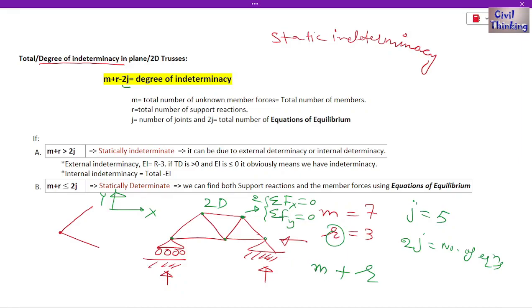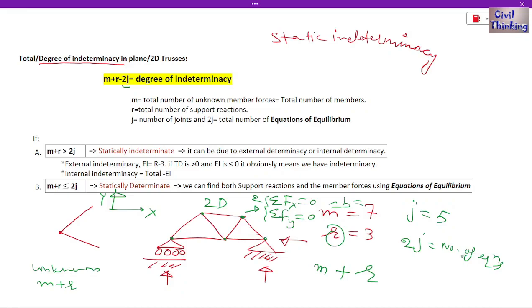Now some books also write b. Okay, b plus r. b or m, it doesn't matter. Now let me assume m. So total number of unknowns are m plus r, right? Because we only have two kinds of unknowns, the number of support reactions and the number of member forces. So the total number of unknowns are what? m plus r.